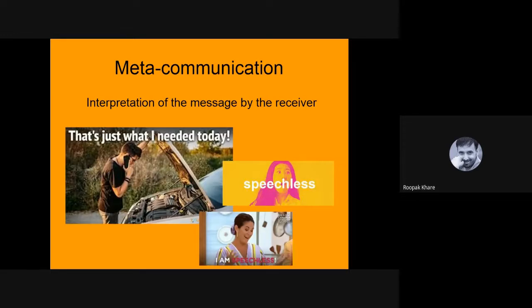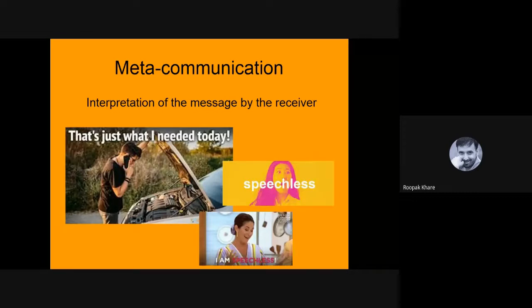There's something called meta communication. So when somebody says something, people at the other end might understand something altogether different from it. The interpretation of the message by the receiver. Meta communication. Look at the first picture.